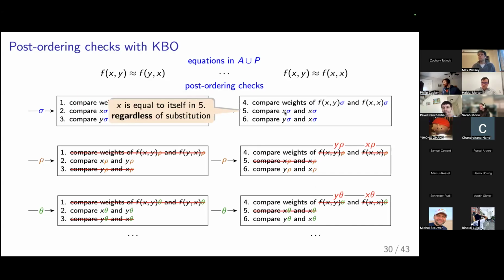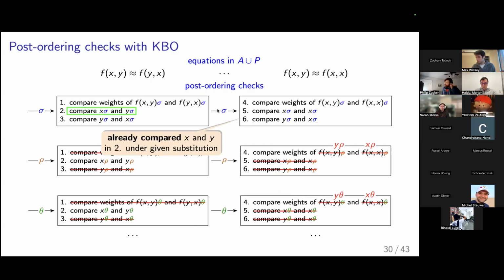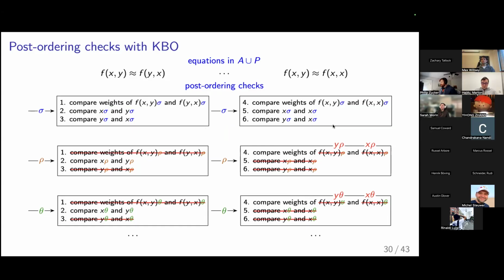Similarly, in operation 5, we compare the same term, so this will always give equal. And in this last operation, let's say we have already performed operation 2 in the other post-ordering check, and now we know that the substitution is the same, so we know that in the given substitution we have already compared x and y. And this means that we can also skip operation 6.